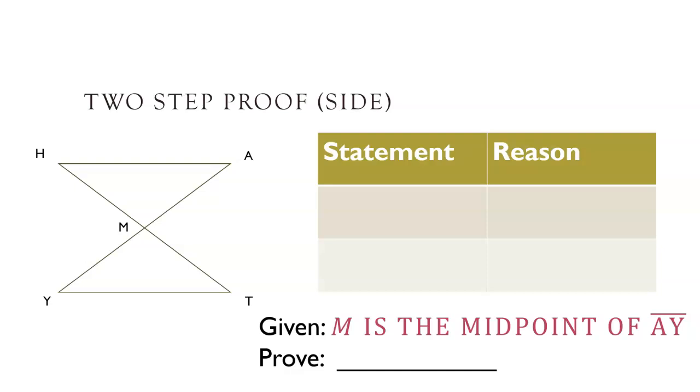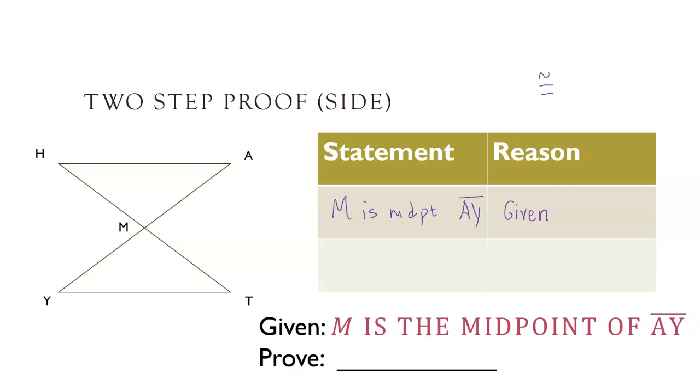For this proof, we need to have a given statement. So this is going to be a two-step proof. We are given that M is the midpoint of AY. So we have to write that one down. We do not yet have a congruence symbol. So we do not yet have a side. We only have this statement, which doesn't have a congruent sign. So we have not yet shown anything about our sides.